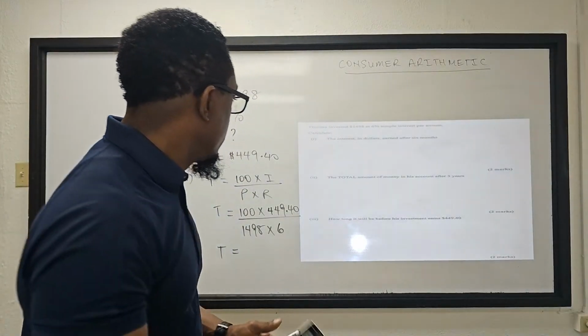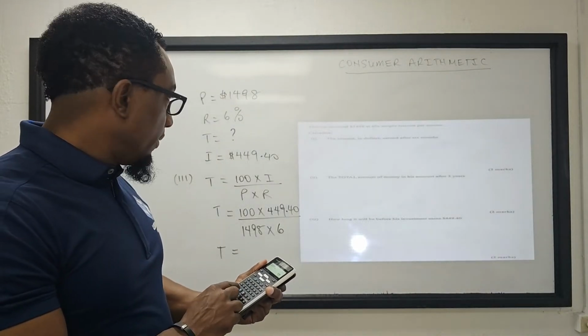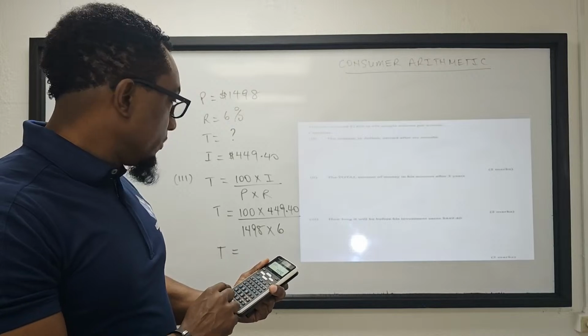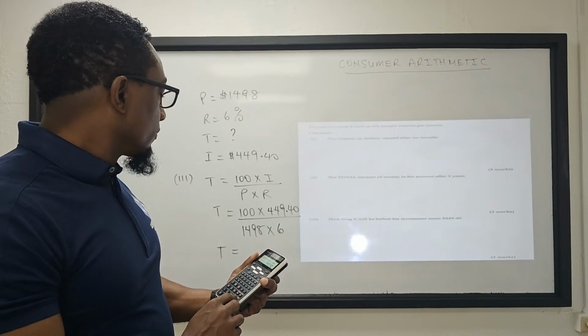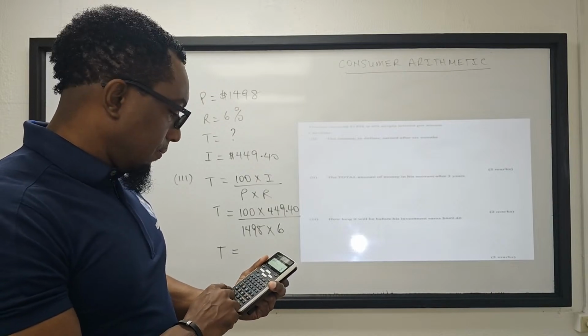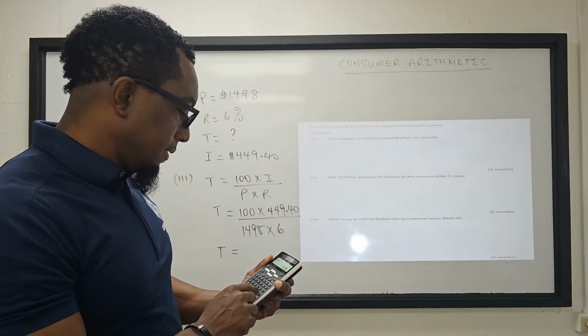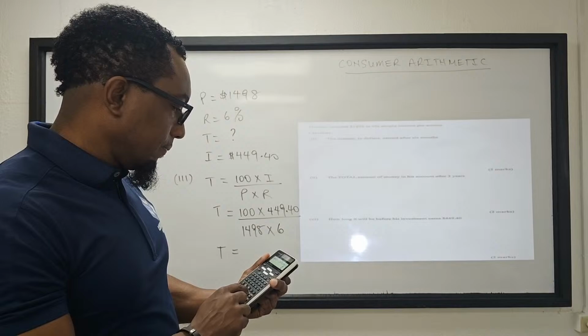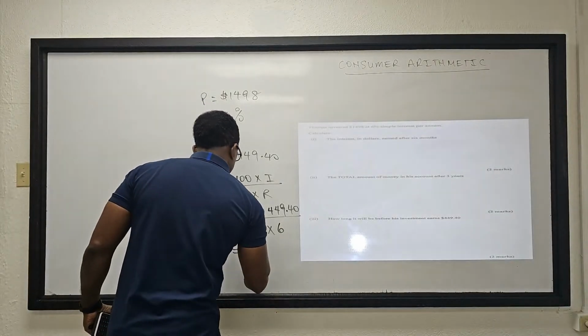This will be 100 times 449.40, and this will be divided by 1,498 times 6. So we're going to get the time will be 5 years.